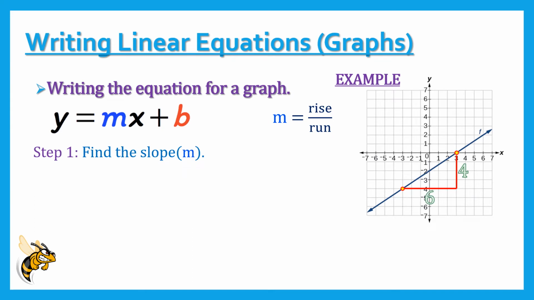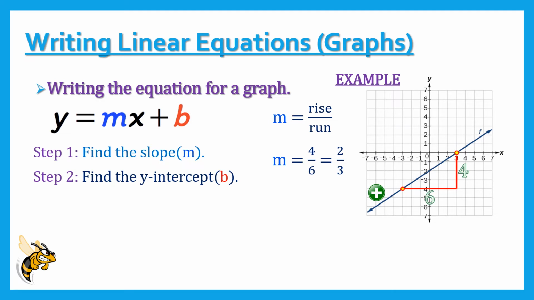Now, if you notice, the graph is going up to the right, so therefore it's a positive slope because it's increasing. So m is equal to 4 over 6, which can be simplified as 2 over 3.